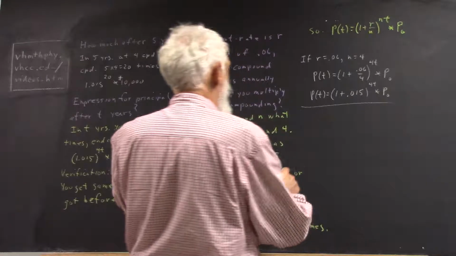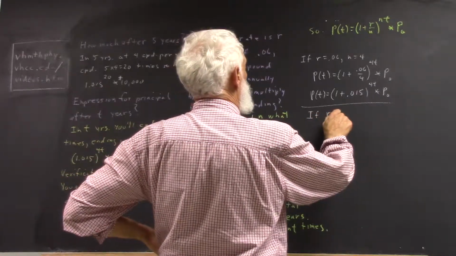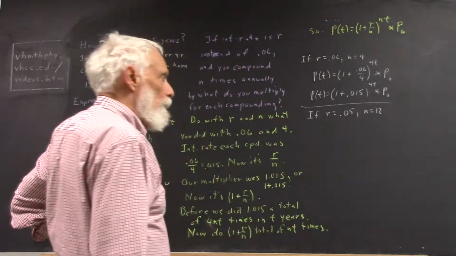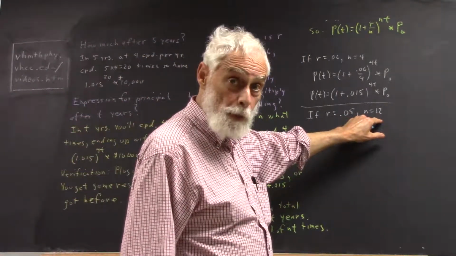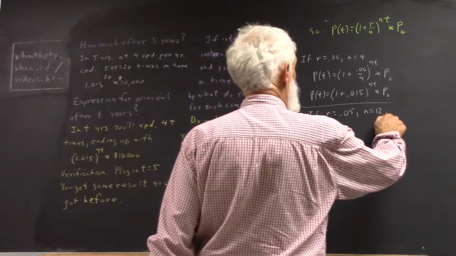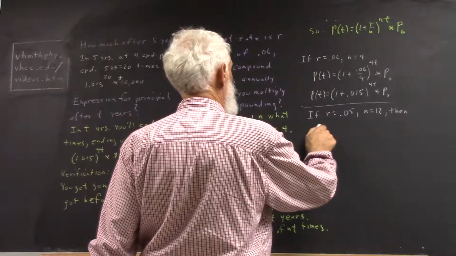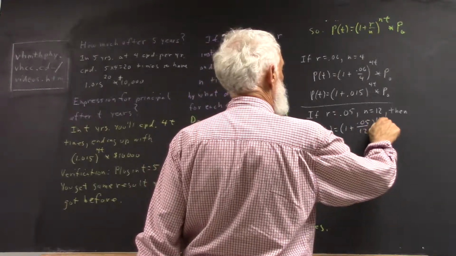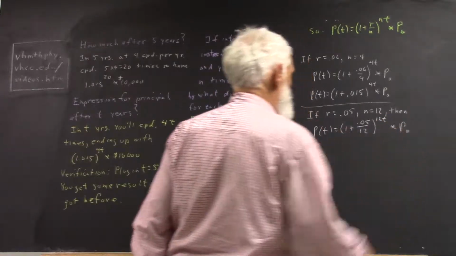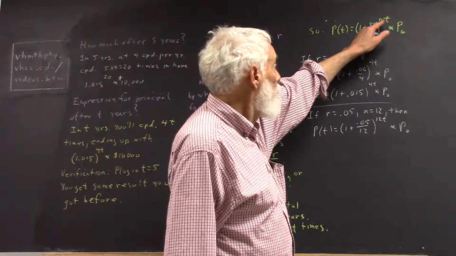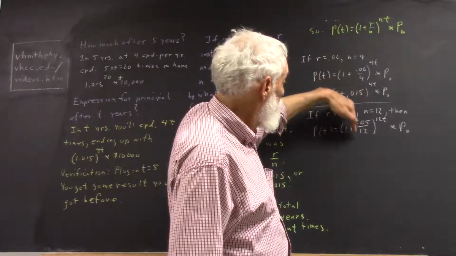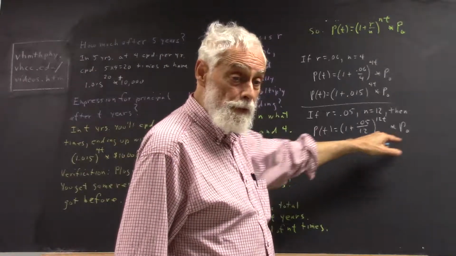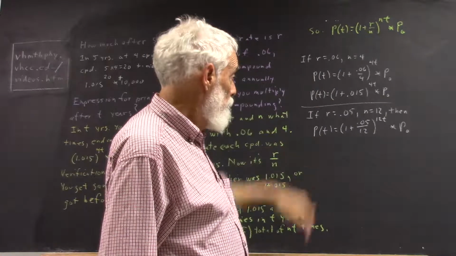Now if we have a different interest rate, let's say 5% interest, and if we compound monthly, that would be 12 times a year. Then your P of t equals (1 plus 0.05 over 12) raised to the 12t times p naught. Because of course our n is 12, so we're going to have a 12 here, and we're going to have a 12 here. Our rate is 0.05, 5%, so we're going to have a 0.05 here. And then whatever we invest, this will tell us how much we have at the end of that time.